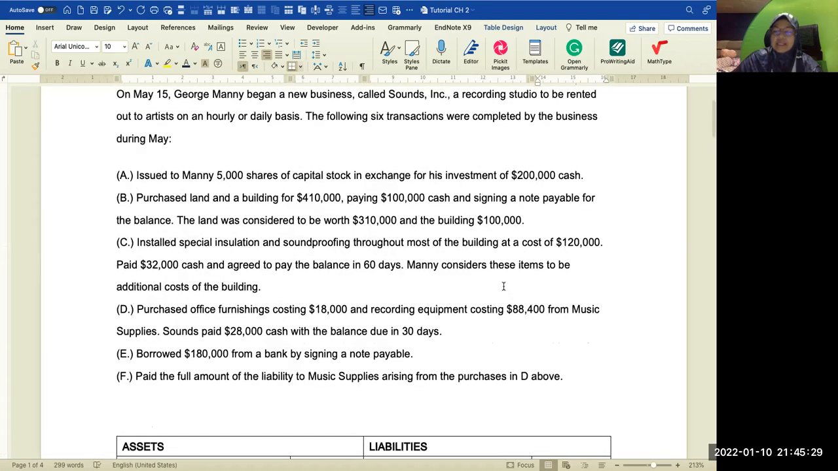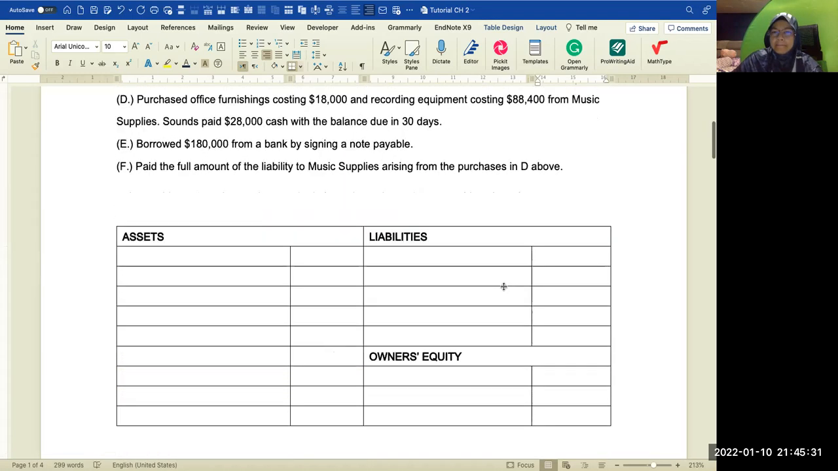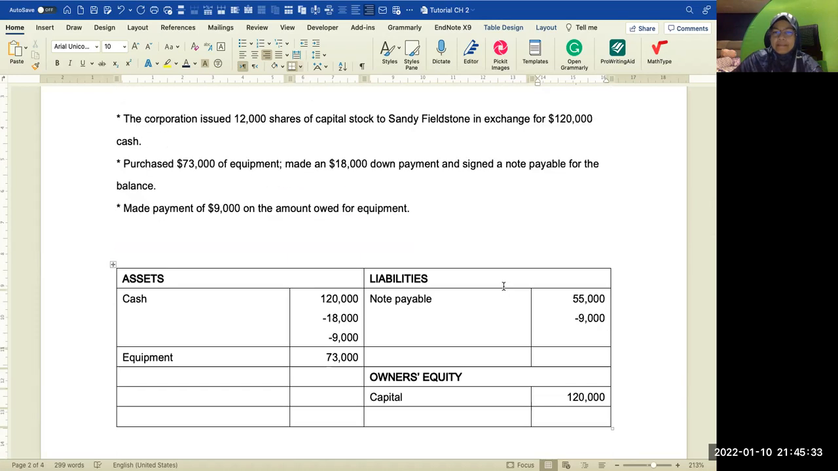Okay, Doctor, just one question. Just now you said it's owed 9,000 for equipment, right? Why did you put note payable? You made 18,000 down payment, so cash 18,000, and then you signed a note payable for that. So the note payable that you signed is the 55,000. Then the 9,000 payment?